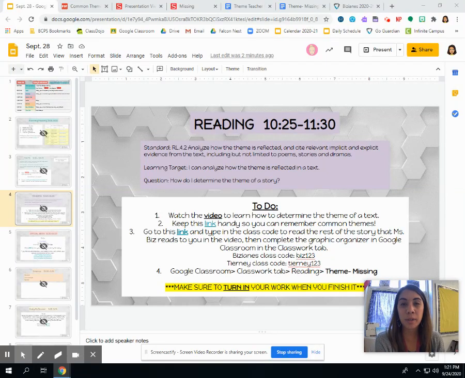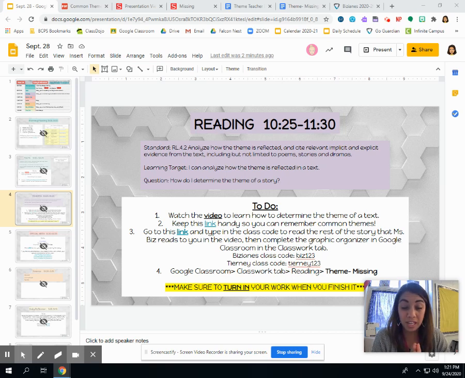Hey guys, we are here to talk about a new skill in reading this week, and that skill is theme. Last week we learned how to infer, how to use our clues in the text and our schema, our background knowledge, to figure out what's actually going on. And today we're going to talk about theme, okay?